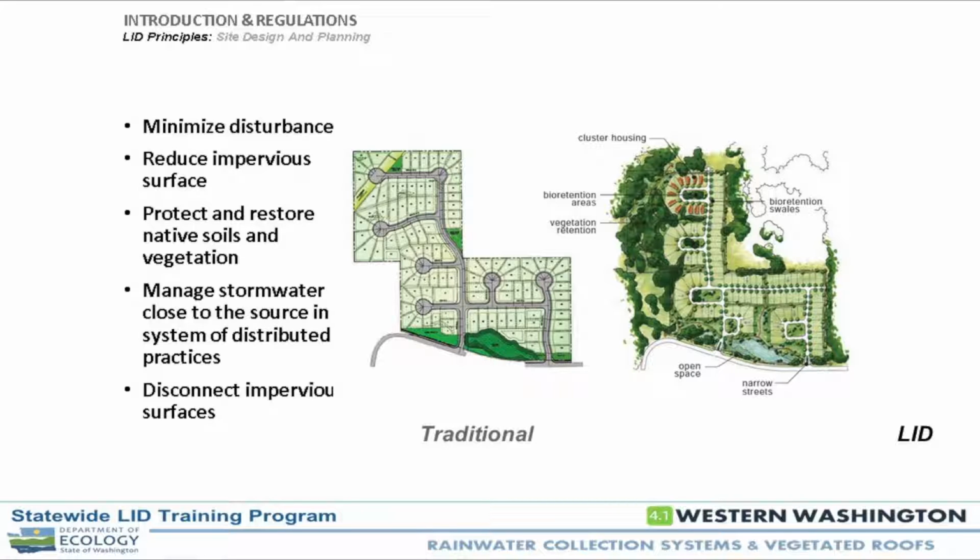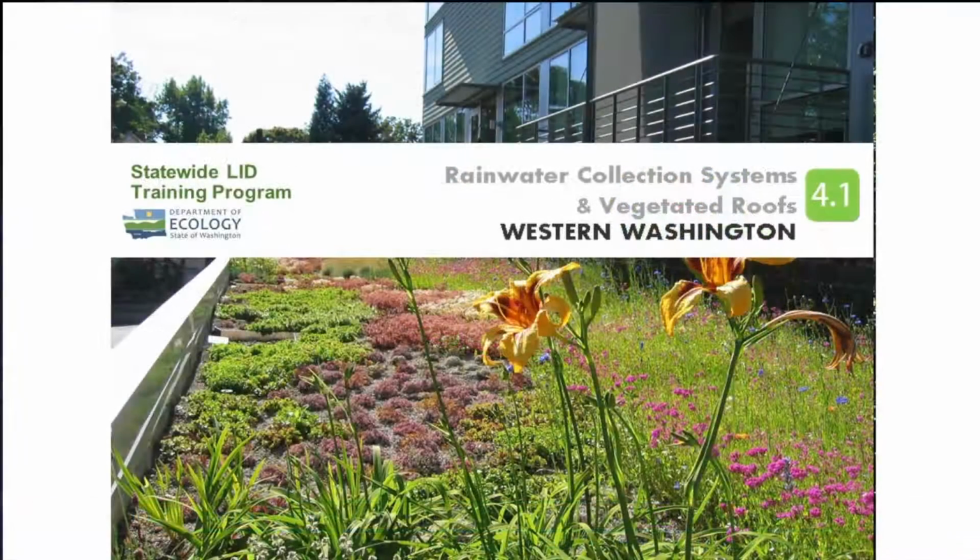practices, managing our stormwater very close to the source. And I think green roofs and rainwater harvesting embody that pretty well, because we're working right at the roof level, and right as that rain hits the roof, we're working at it right there.